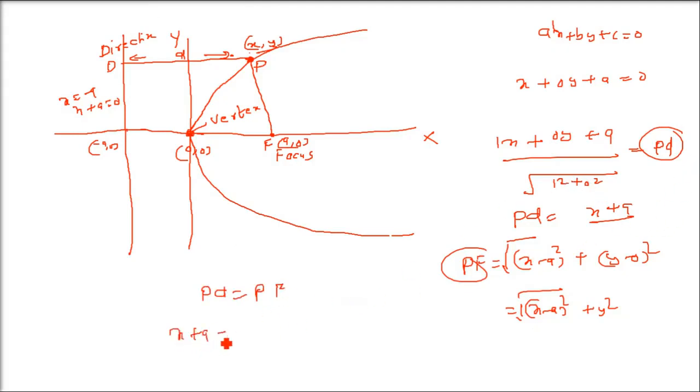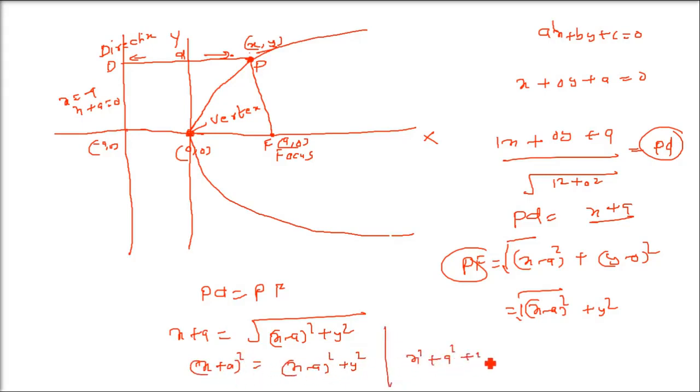That is, x plus a has to be equated with the square root of (x minus a) whole square plus y square. Now square both the sides. (x plus a) whole square will be equal to (x minus a) whole square plus y square. Let us open this: x square plus a square plus 2ax. And on the right hand side we have x square plus a square minus 2ax plus y square.